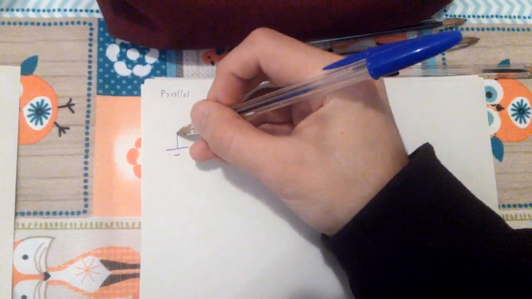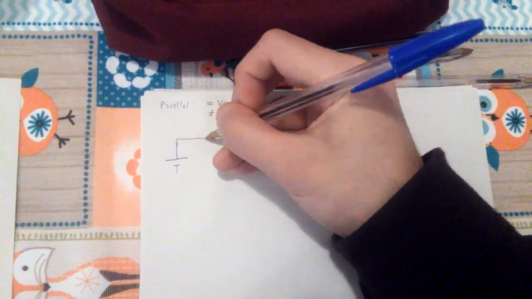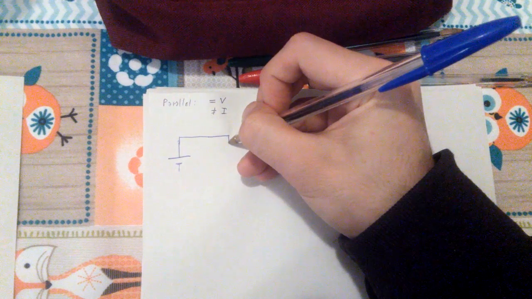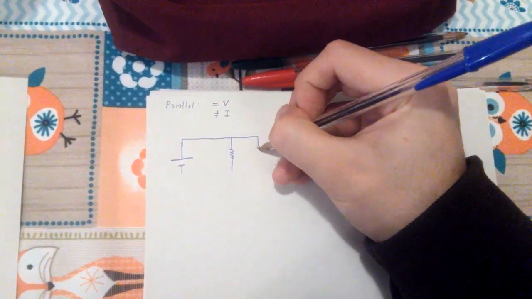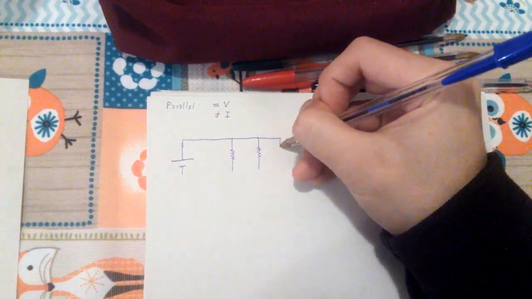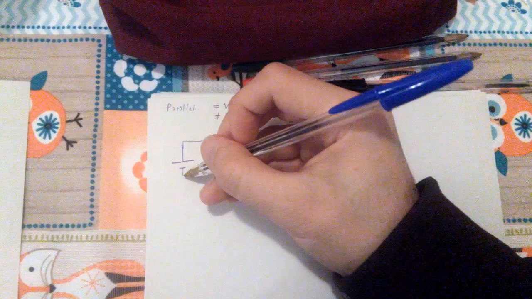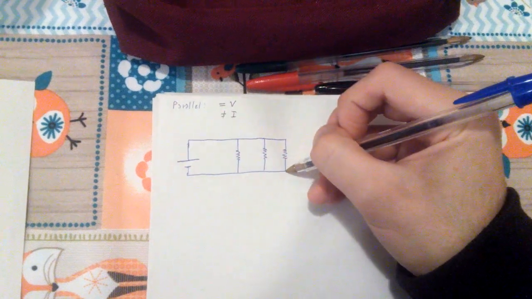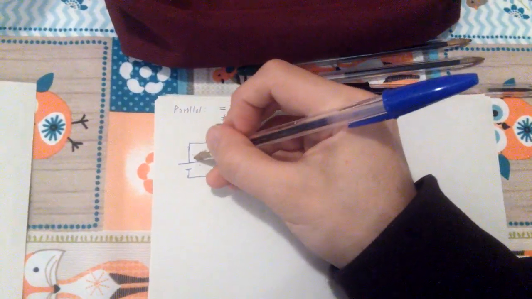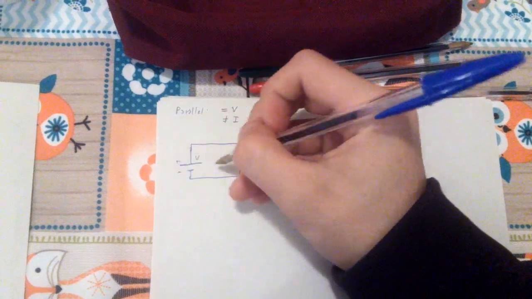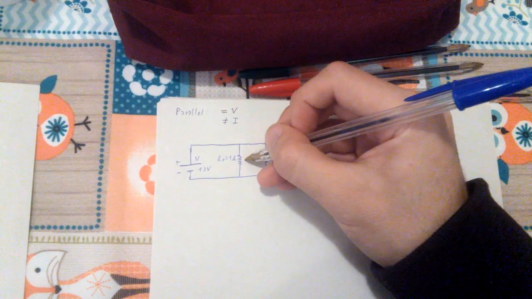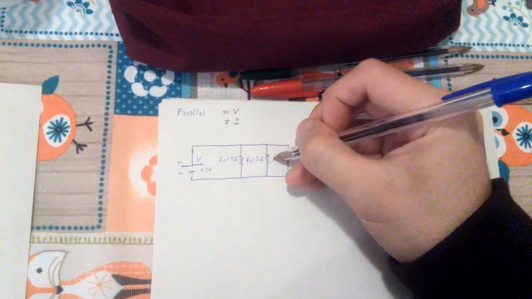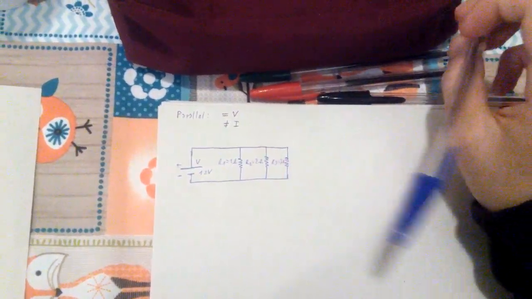So in parallel, we're going to have this power supply, which is a normal battery. And we're going to have the first resistance here, the second resistance here, and the third resistance here, all the way down here. There we go. So I'm just going to call this V just like before, and it's going to be 12 volt. R1 is still going to be 1 ohm, R2 is going to be 2 ohm, and R3 is going to be 3 ohm.